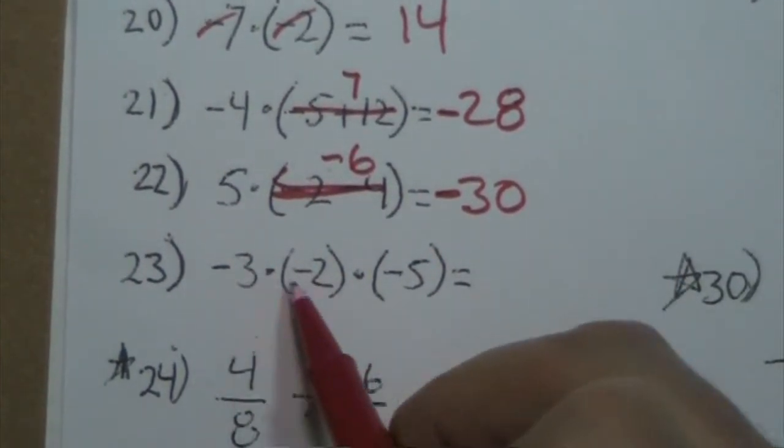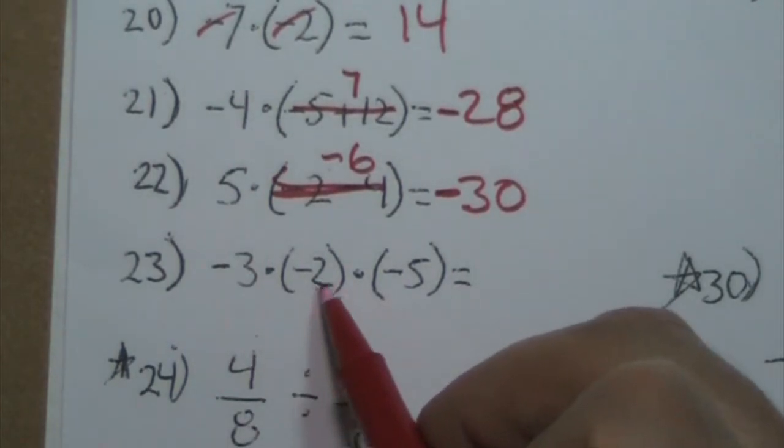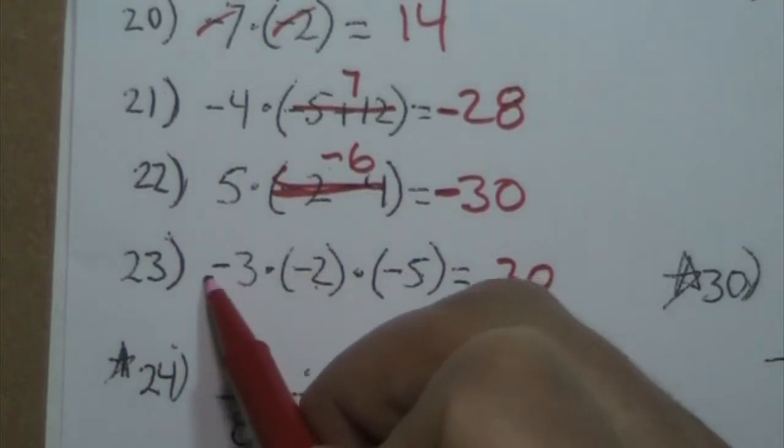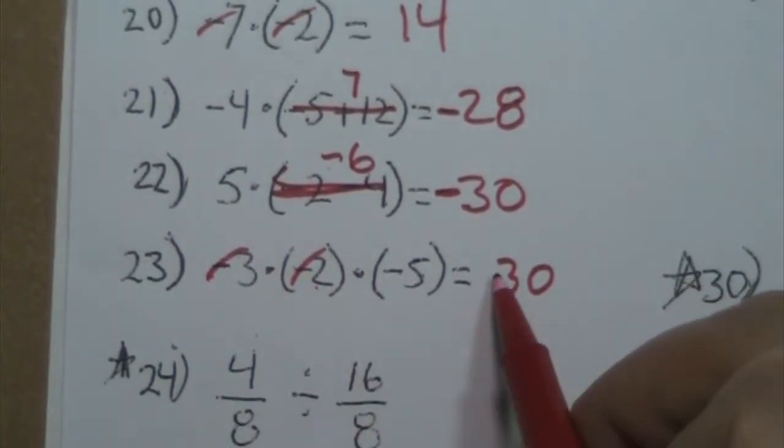Next one, let's see, we're all multiplying. 3 times 2 is 6. 6 times 5 is 30. Now notice there's 1, 2, 3 negatives. 2 negatives cancel, but you still have one left over.